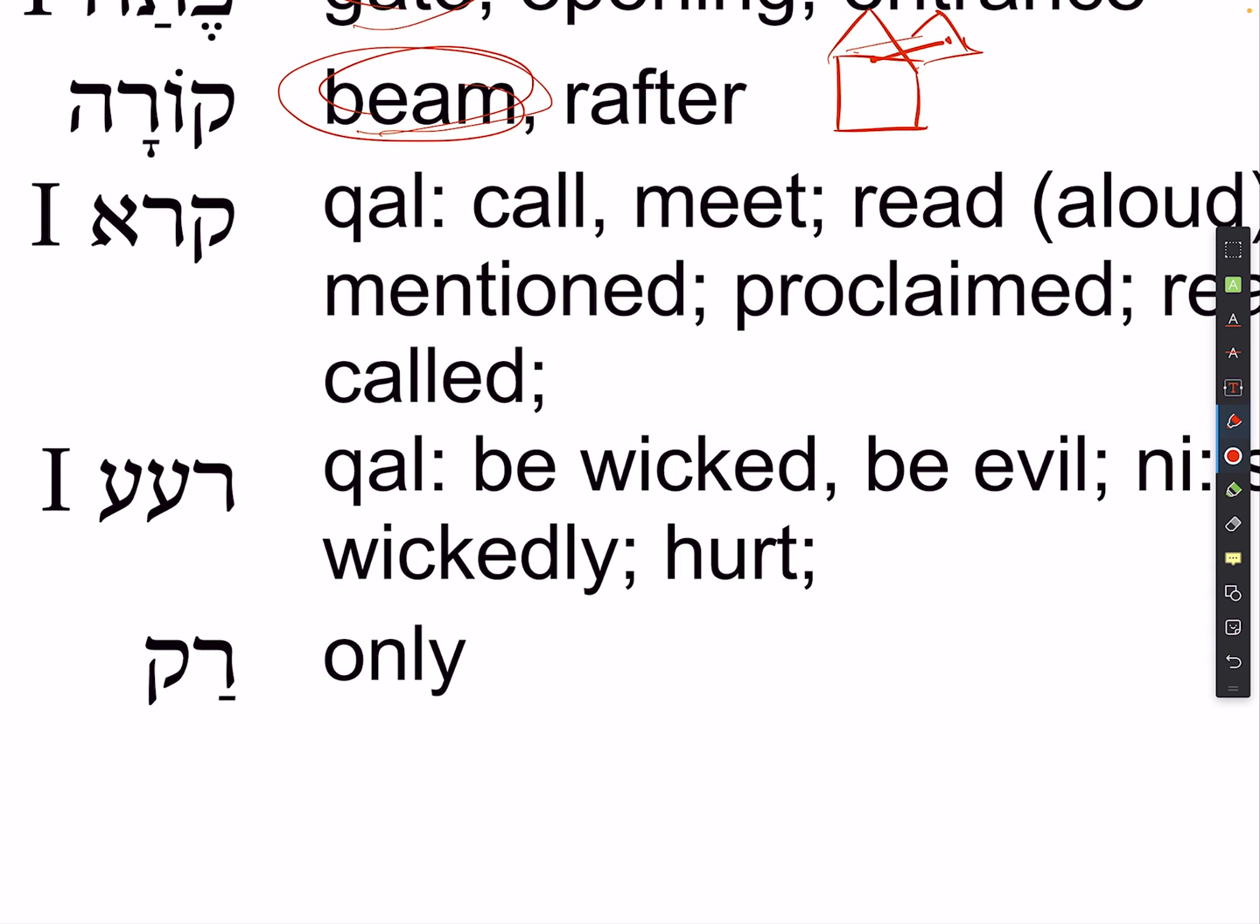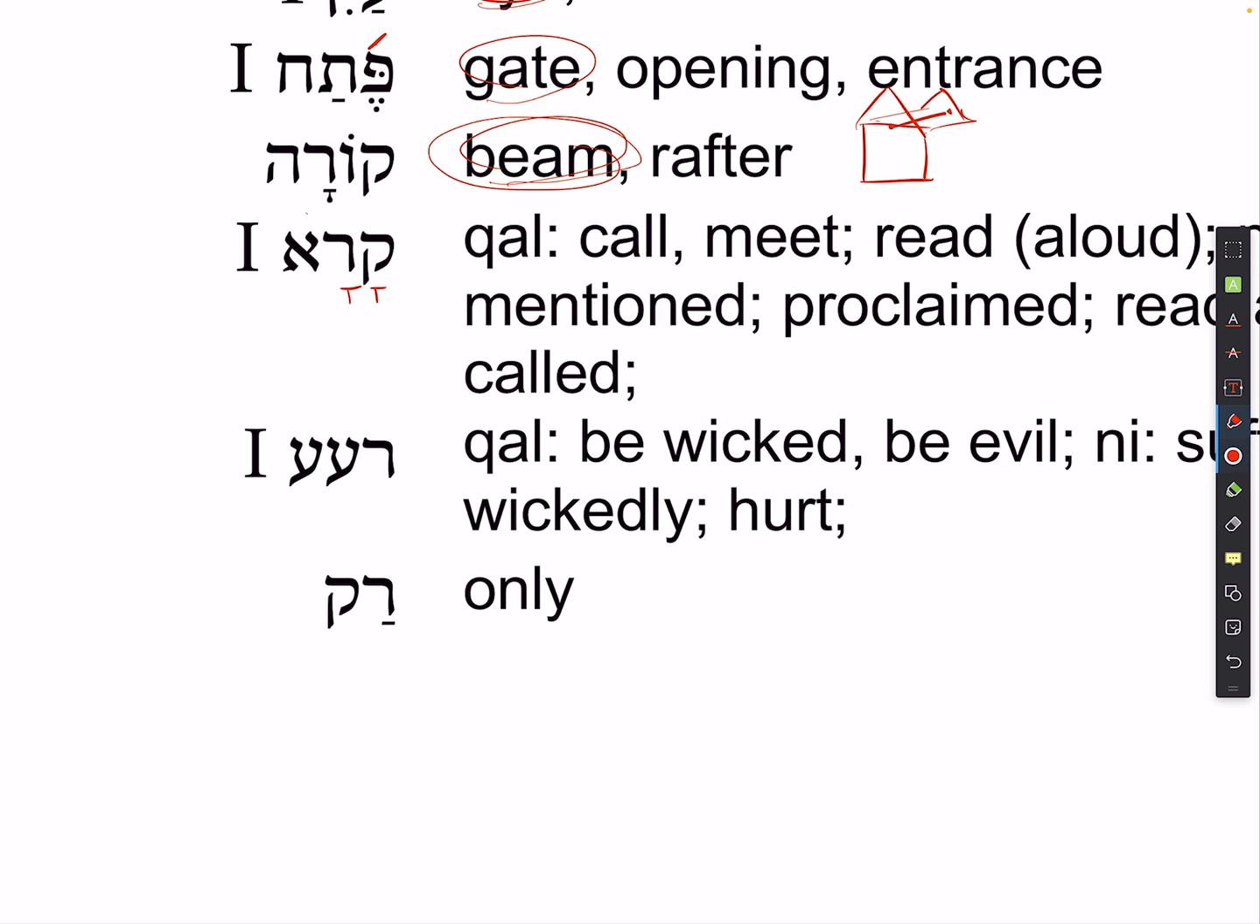Kara is to call. Kara 1 is to call. You learned already Kara 2. Kara 2 was to encounter. Kara 1 is to call or to read, if it's a reading object that is being called.